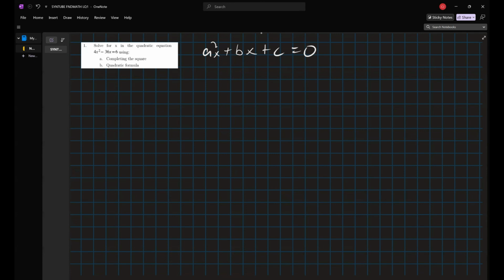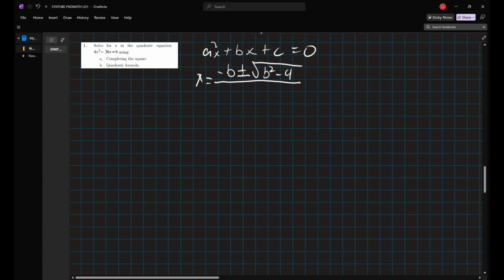Next, for the quadratic formula, we know that x equals negative b plus or minus the square root of b squared minus 4ac, all over 2a. With this, we just have to substitute the values of a, b, and c. For easier reference, let's go for completing the square first.